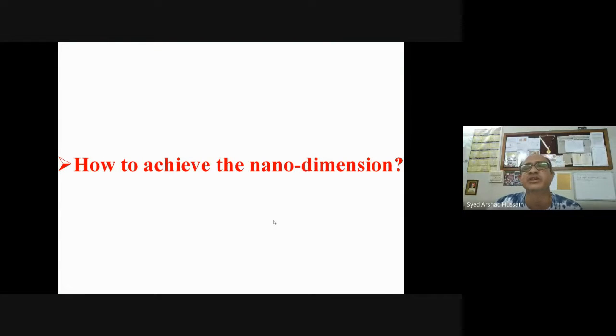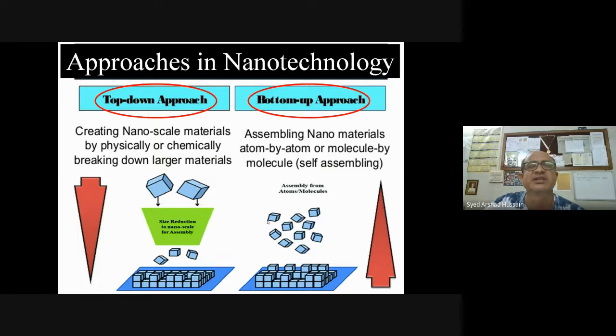Now, the question is how to achieve this nanodimension, how to confine the dimension of physically observable three-dimensional objects. There are two approaches: one is the top-down approach, another is the bottom-up approach. You have a very big bulk three-dimensional object, you go on cutting it smaller and smaller, and at some point you will reach nano dimensions. On the other way, you have atoms and molecules. If you join atom by atom or molecule by molecule, after some time you will have your desired nanostructure.